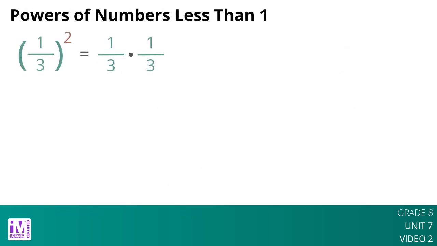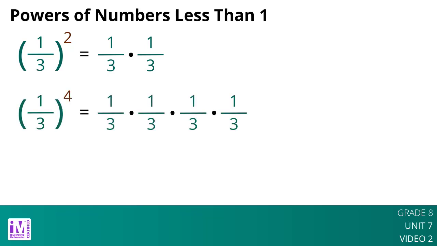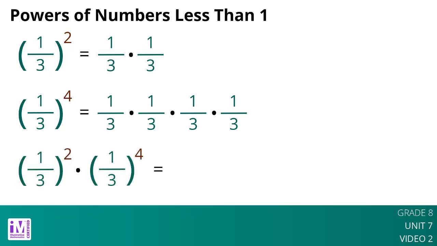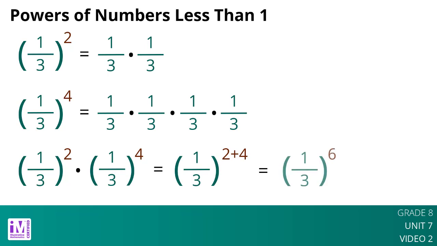For example, 1/3 to the second power equals 1/3 times 1/3, and 1/3 to the fourth power equals 1/3 times 1/3 times 1/3 times 1/3. We can also check that 1/3 to the second power times 1/3 to the fourth power equals 1/3 to the power of 2 plus 4, or 1/3 to the 6th power. These rules for multiplying and dividing expressions with exponents only work when the expressions have the same base.